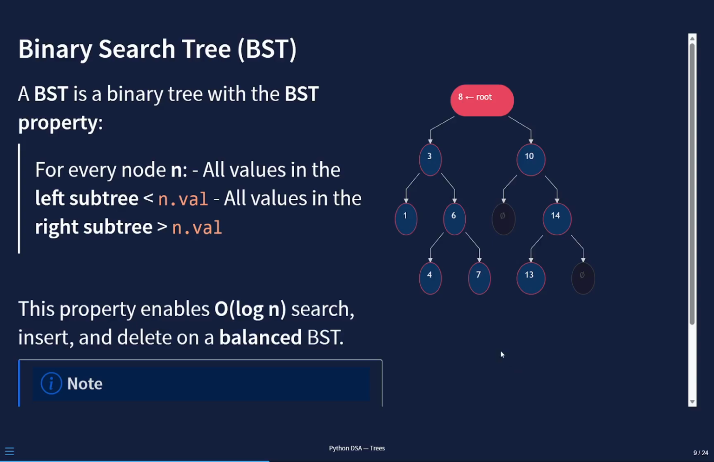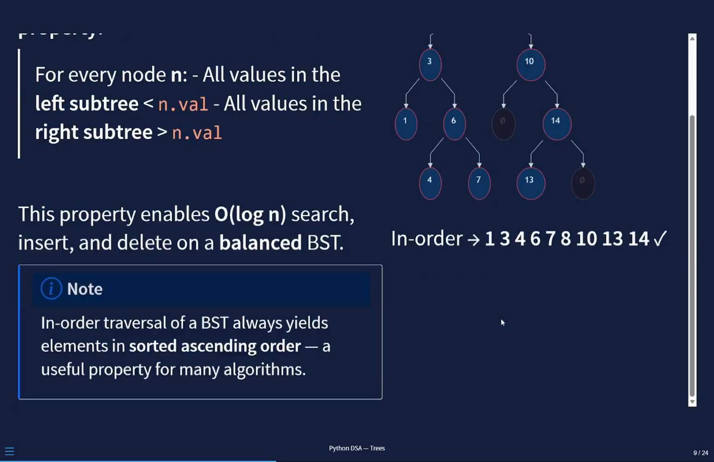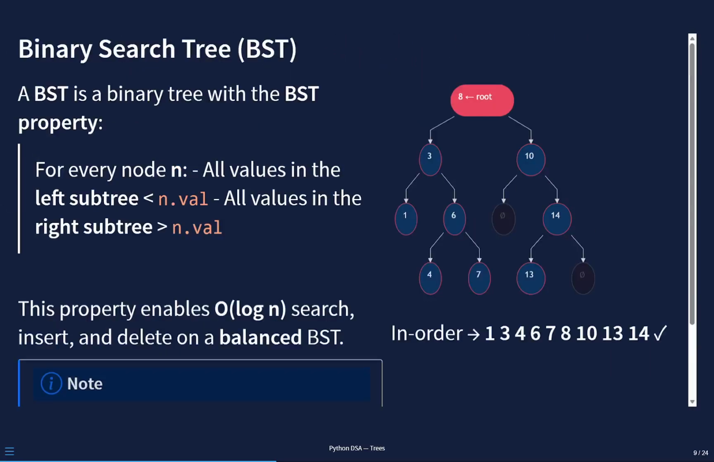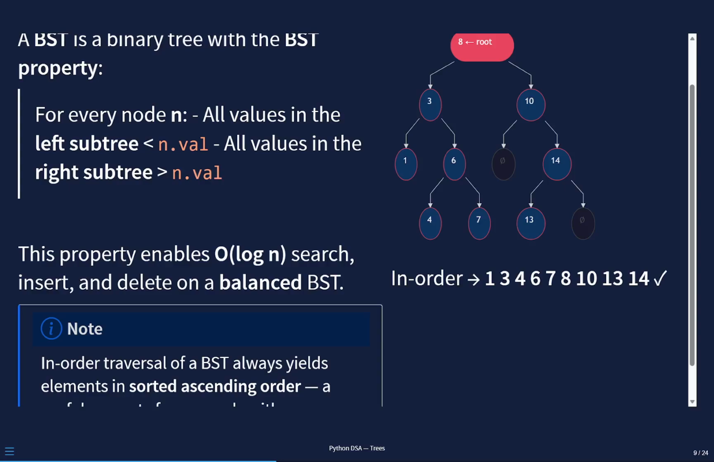Click. Trace the shape of the diagram. Root is 8. Left subtree has all values less than 8: 3, 1, 6, 4, 7. Right subtree has all values greater than 8: 10, 14, 13. Null children are shown explicitly to reinforce that the shape is a binary tree. Some nodes have one child, some have two.